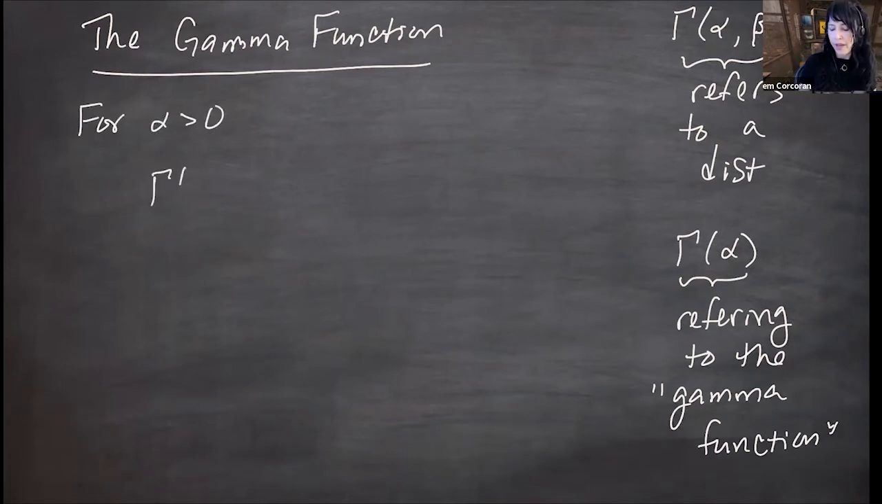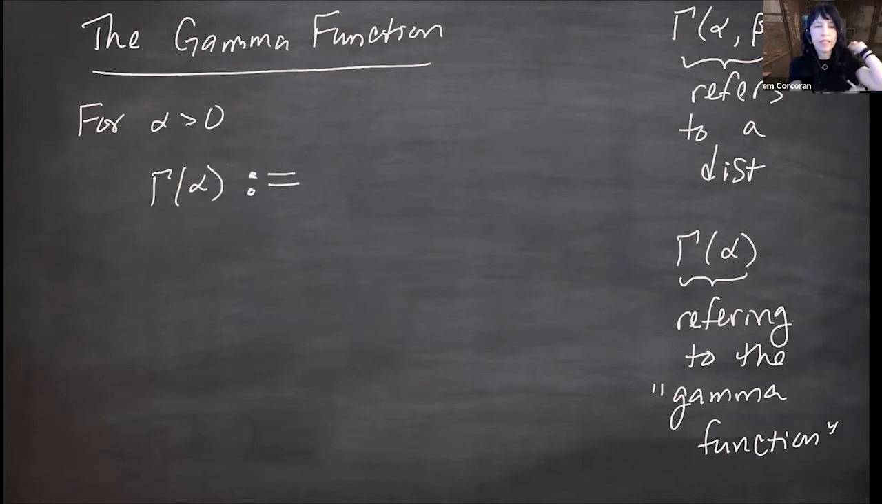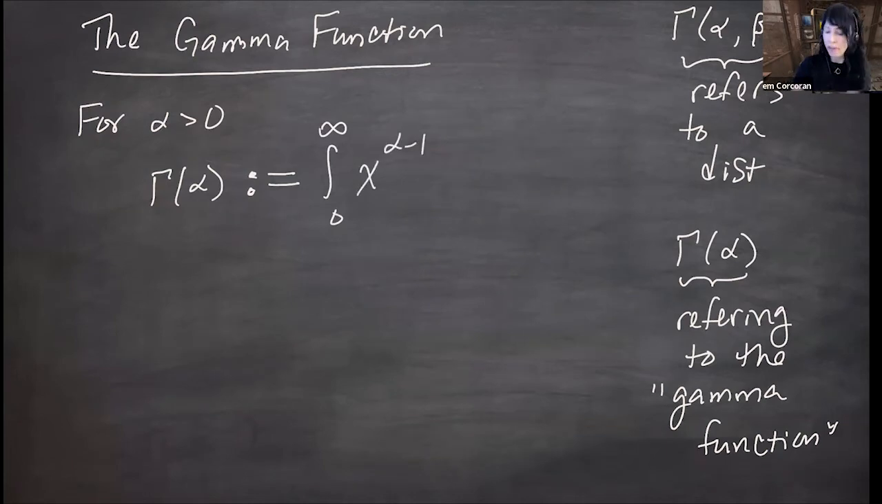Gamma of alpha is defined, and that's what that colon means, not just equal to, but defined this way, to be the integral from 0 to infinity of x to the alpha minus 1, e to the minus x dx.